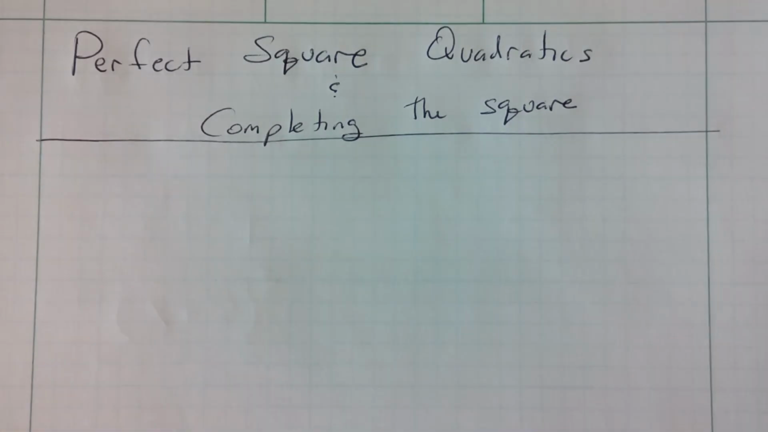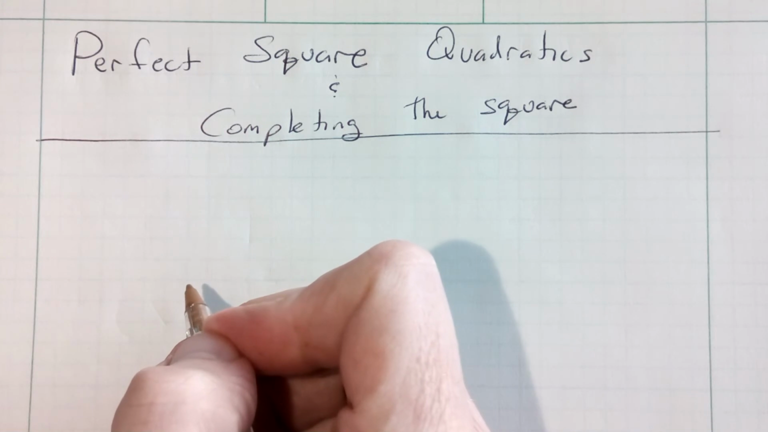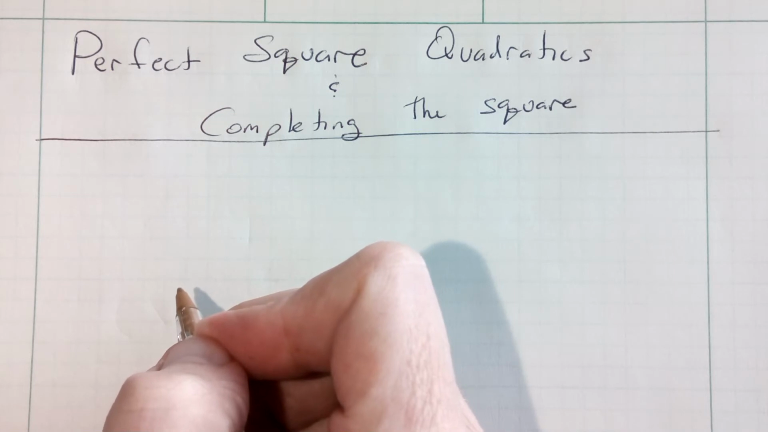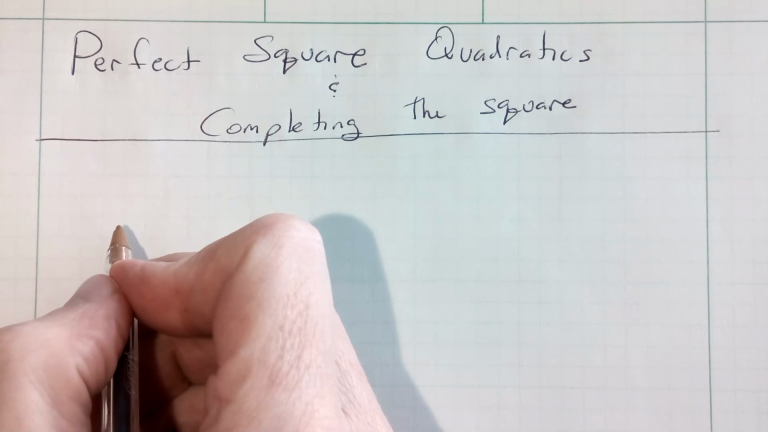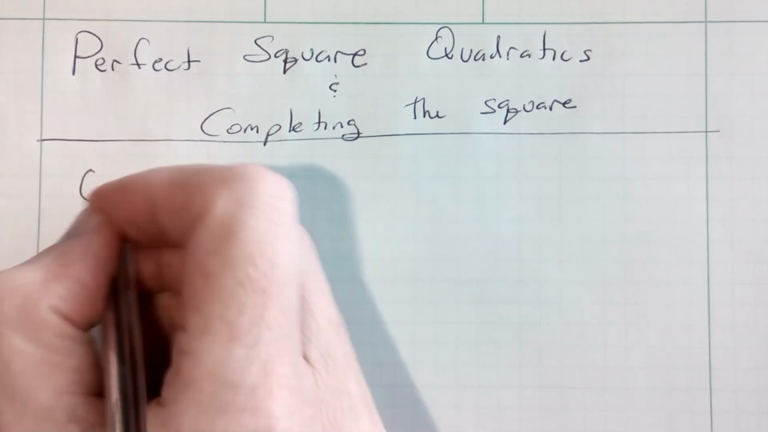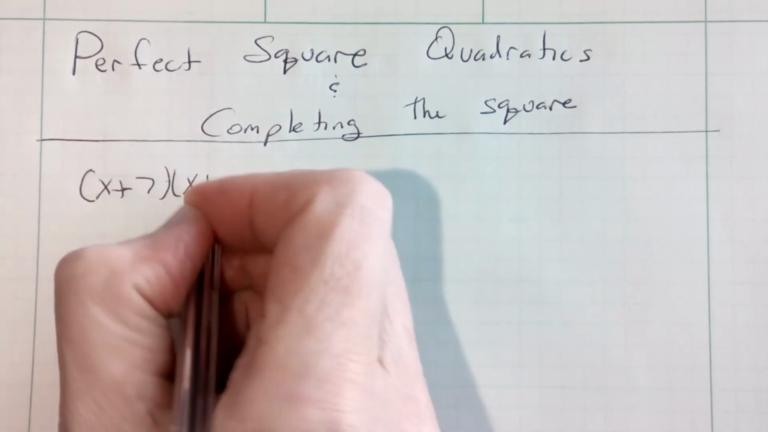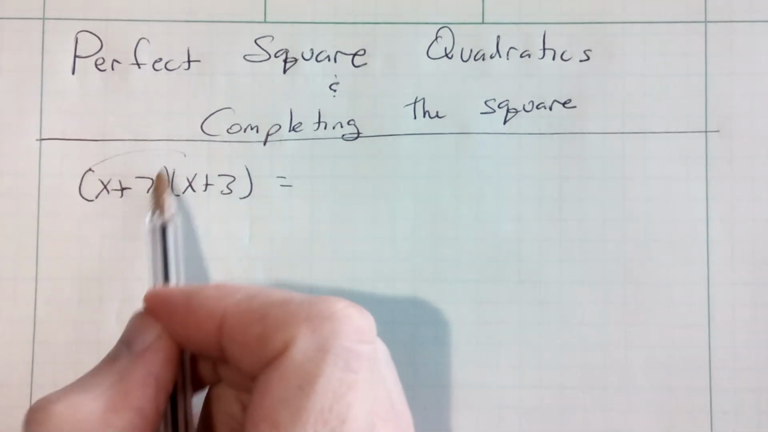Good afternoon. Today we're going to talk about perfect square quadratics and a process called completing the square, which we will use to solve more complex quadratic equations. But the way we get a quadratic equation is by multiplying two binomials together, something like x plus 7 times x plus 3. And again, we FOIL, right, to get our terms.